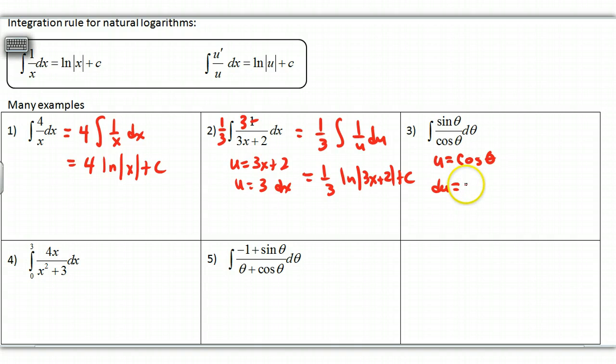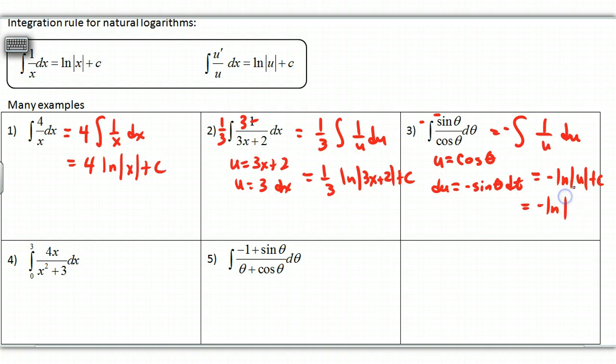So the derivative of the cosine is negative sine theta d theta. And so here's my d theta, and here's my cosine. So this just would be the integral, oops, I need a negative. So don't forget that. So this would be negative 1 over u du, which is equal to negative ln of u, which is negative ln of the cosine. So I did my back substitution there. All right.